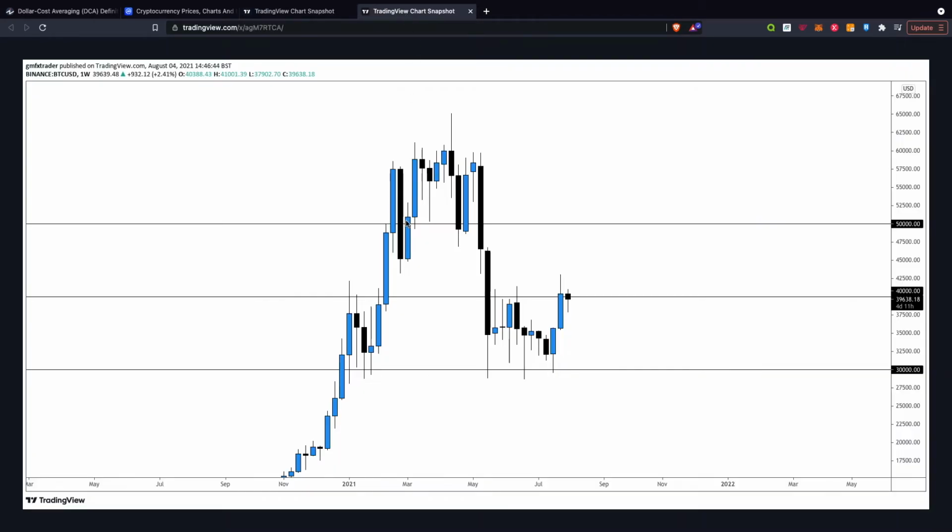Another way of doing it is using psychological levels. So I've marked out these levels here: 50,000, 40,000 and 30,000. Psychological levels in the short term are just whole numbers that are easy to look at, and they give you an insight into the previous history of where the price was hitting. So that is just brief, but if you do want to learn about it, go ahead and learn about it, guys.